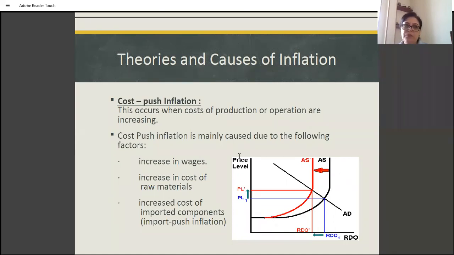And this process causes a significant increase in the production costs of the business. And the third reason is also associated with increasing production costs, but is caused by the increase of the prices of some imported components necessary for the production process.